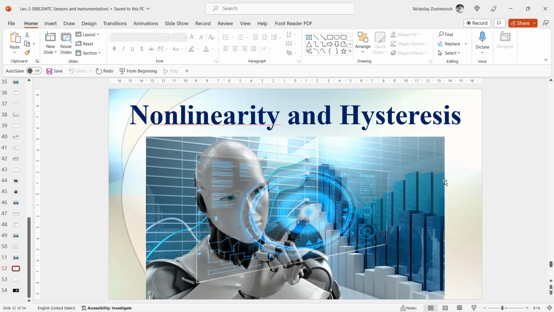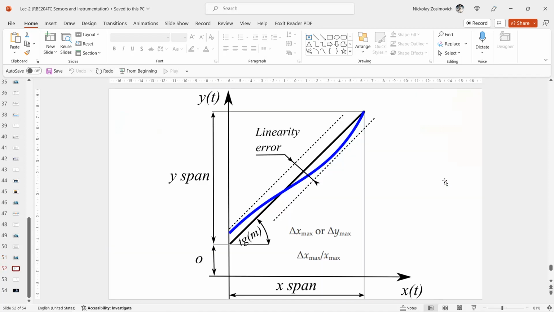The transfer of a sensor with a slight nonlinearity, which you can see as the blue line here, may be approximated by a straight line to specify its sensitivity by just one number. It is the dark blue line. The user should be informed about the deviation from the actual transfer. In our case, this is specified by the nonlinearity error.